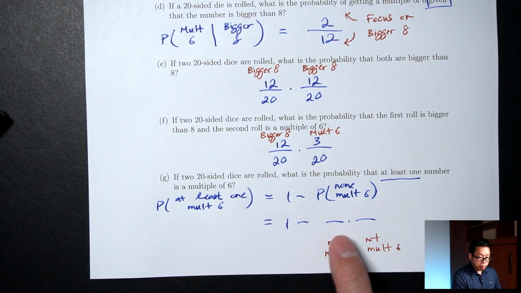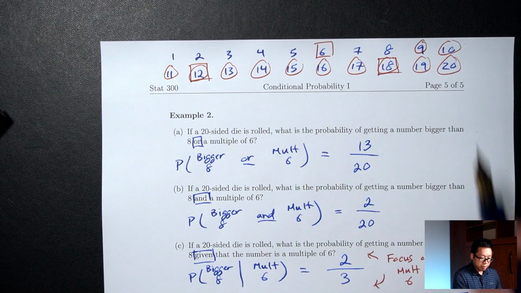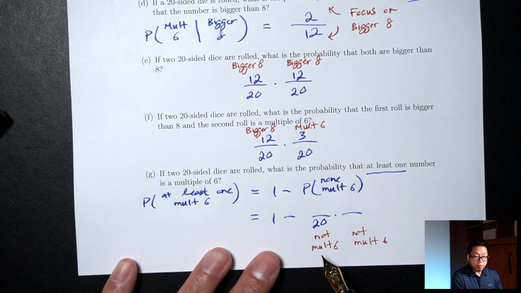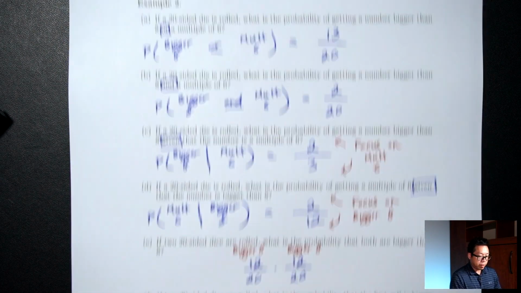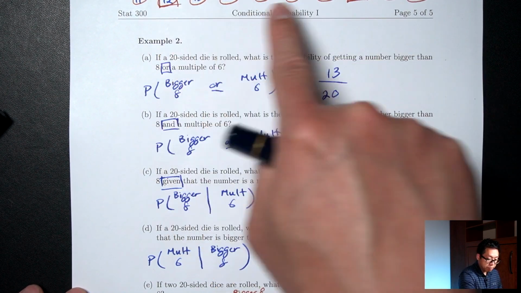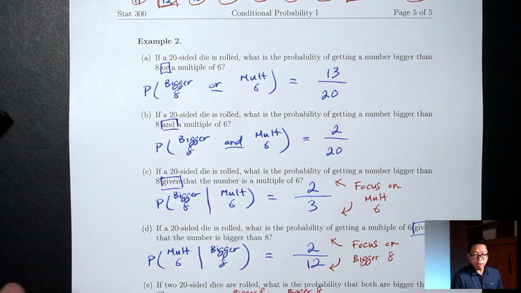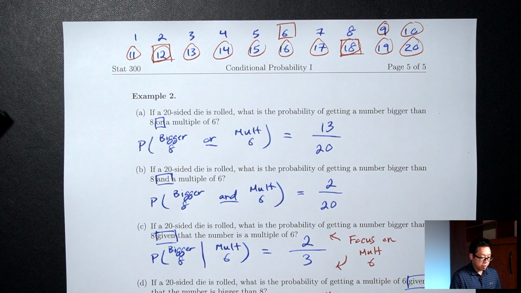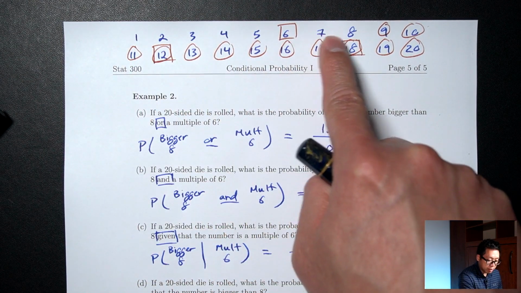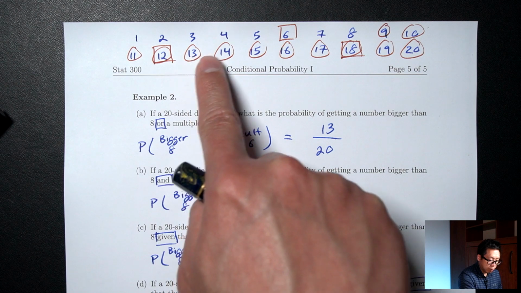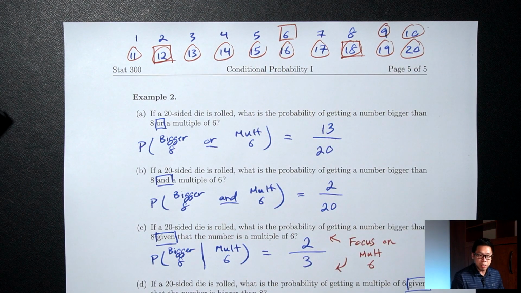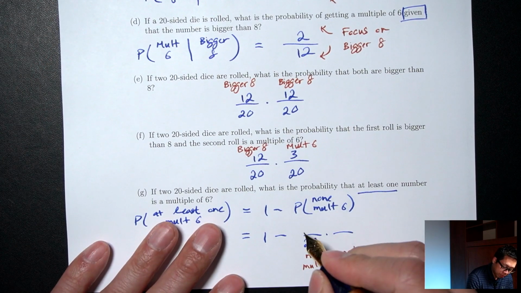Okay, first fraction, the bottom, how many different numbers can I get? Same as all the other ones, 20. And then how many of them are not multiple of 6? My multiples of 6 are the boxes. So how many of them don't have a box on them? Don't have a box would be 1, 2, 3, 4, 5, 6, 7, 8, 9, 10, 11, 12, 13, 14, 15, 16, 17. So 17 numbers there that don't have a box on them.